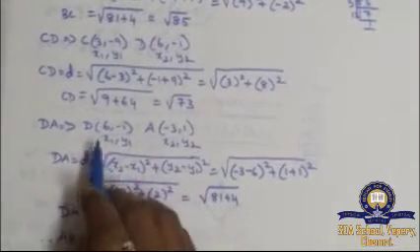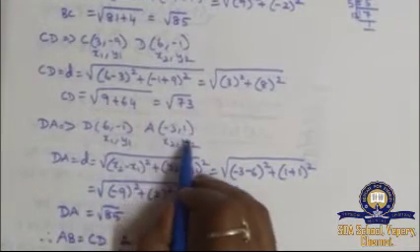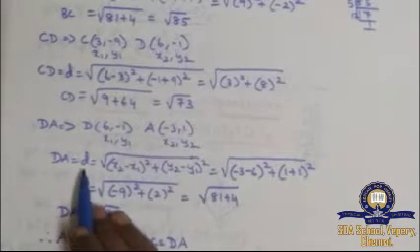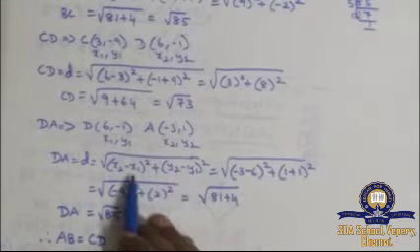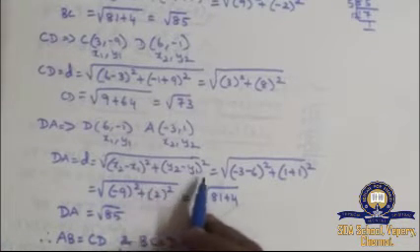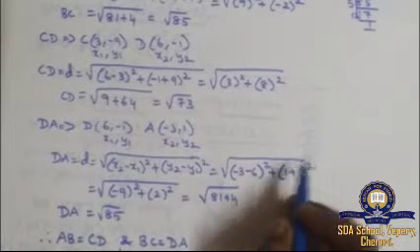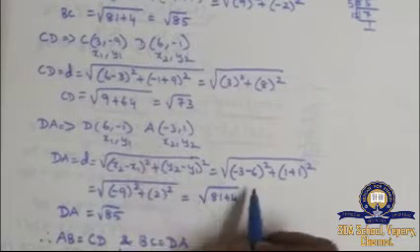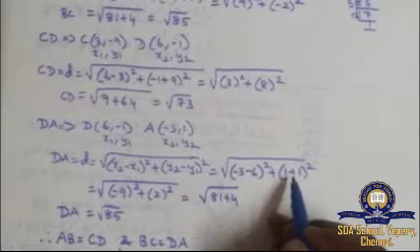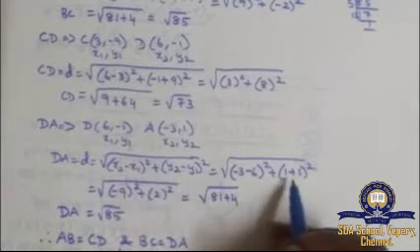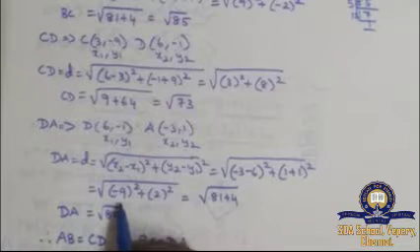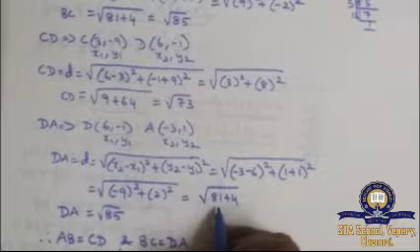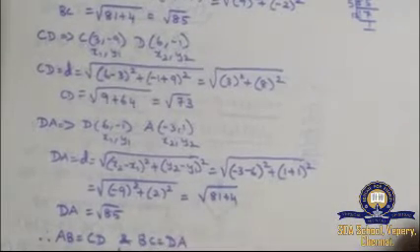Then DA. D value is 6 comma minus 1. A value is minus 3 comma 1. x1 comma y1, x2 comma y2. DA is equal to, d is equal to, I have written the formula, root of (x2 minus x1) the whole square plus (y2 minus y1) the whole square, which is root of (instead of x2, minus 3, instead of x1, 6) the whole square, plus (y2 is 1, minus y1 is minus 1, so plus 1) the whole square. Minus 3 minus 6 is minus 9 the whole square, plus 1 plus 1 is 2 the whole square. Minus 9 the whole square is 81, 2 square is 4. 81 plus 4 is 85.